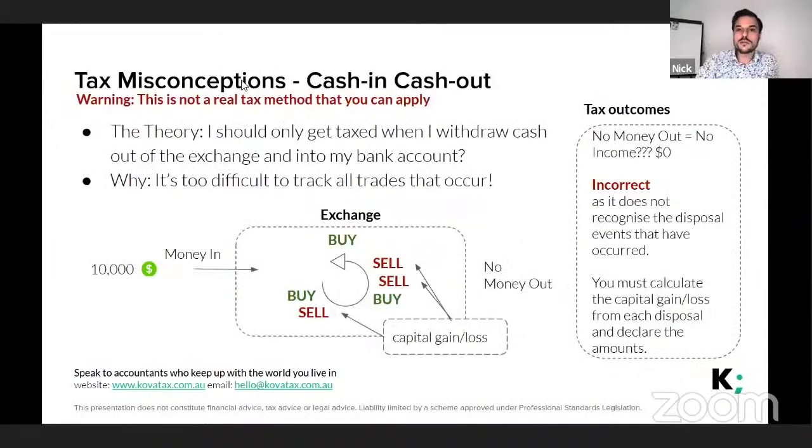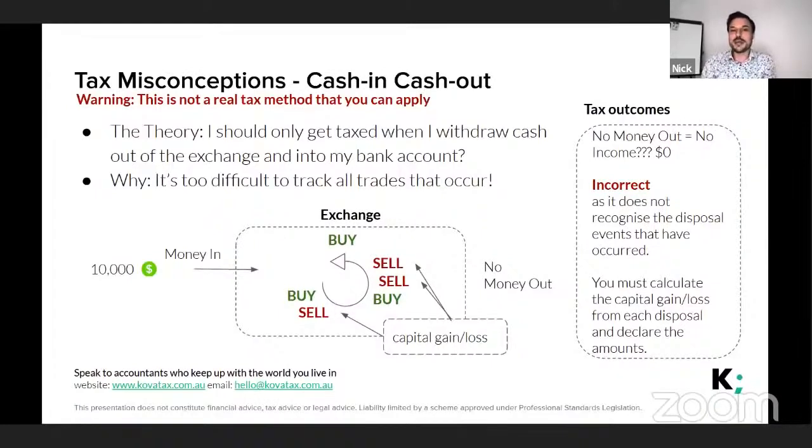All right, this is something that we have heard a lot. A lot of people have come up with this concept. I would say it's a little bit of tax R&D from the crypto community to come up with alternative ways to calculate the tax implications that they have. And this is a really popular one that I've seen people discussing. They call it the cash in, cash out method.